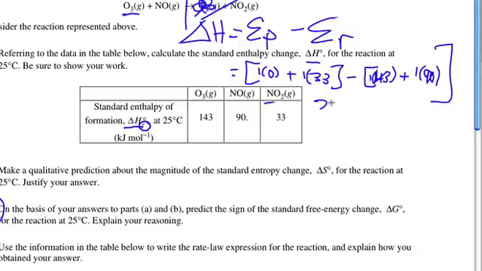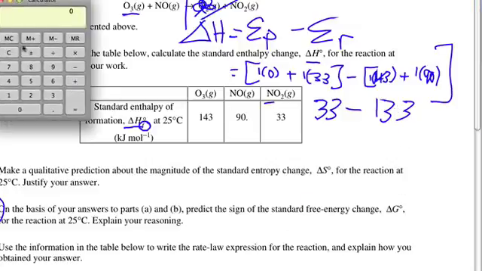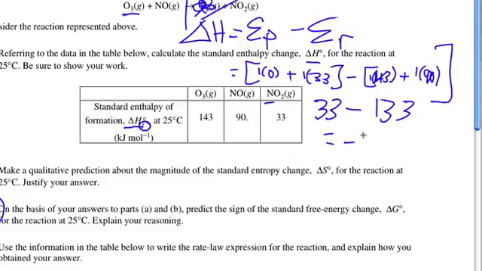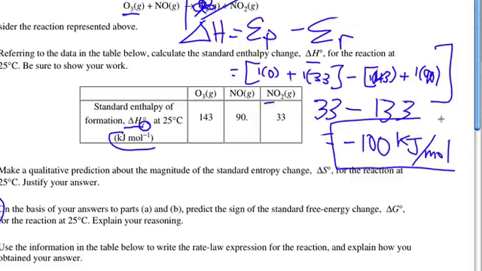So I have 33 minus 43 plus 90, so that's going to be 133. Now we all know what the answer is to that, but let's go ahead and do the calculation out anyway. 33 minus 133 equals negative 100, and our units are given to us right there. Kilojoules per mole. So it's a negative 100 kilojoules per mole.